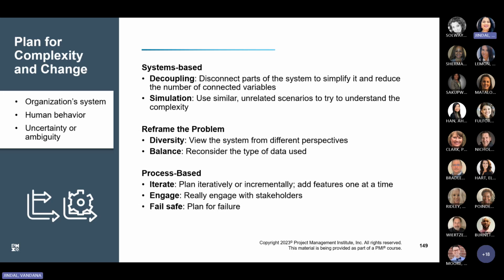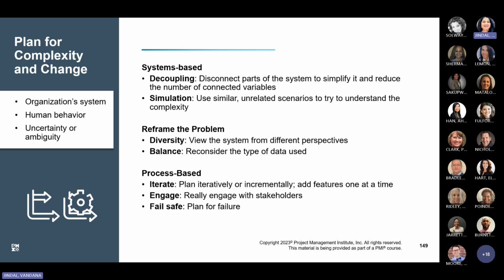So this is about the plan for complexity and change. Complexity within a project could happen because of organization, system, human behavior, uncertainty, or any kind of ambiguities. So the team needs to create a way to work in a complex environment. Here are some useful suggestions.